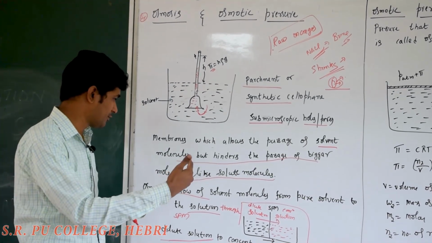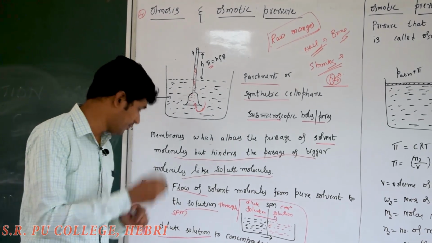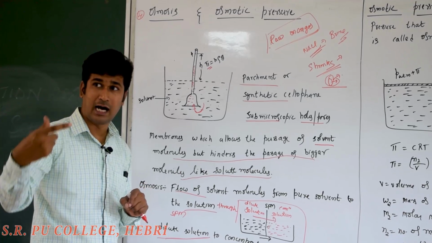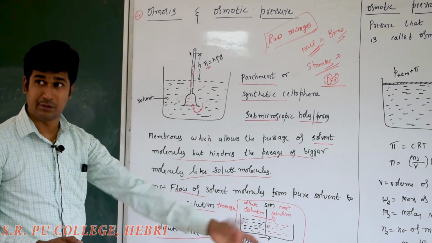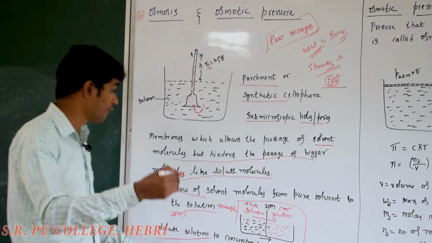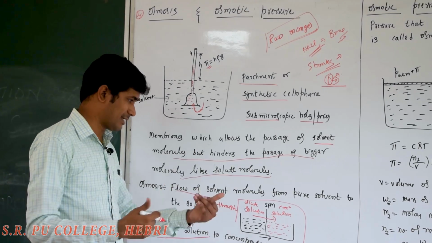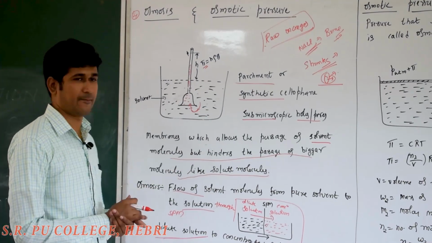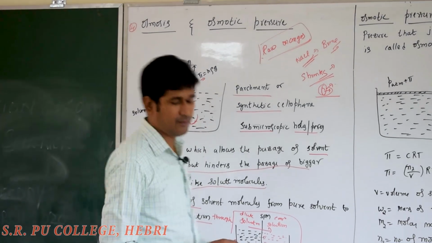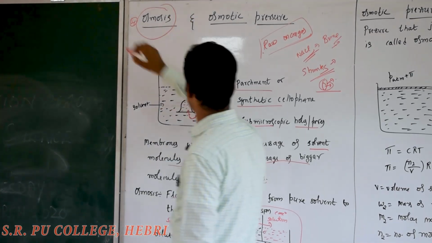ಎಲ್ಲಿಂದ ಎಲ್ಲಿಗೆ ಮೂವ್ ಆಗುವಂಥದ್ದು? From solvent to solution side, or from a region of lower concentration to higher concentration, or from dilute to concentrated solution. ಯಾವುದು ಮೂವ್ ಆಗುವಂಥದ್ದು? Solvent molecules will move from one side to another side through a semi-permeable membrane. It is osmosis ಬಗ್ಗೆ. But it's not a colligative property. Osmosis is not a colligative property.